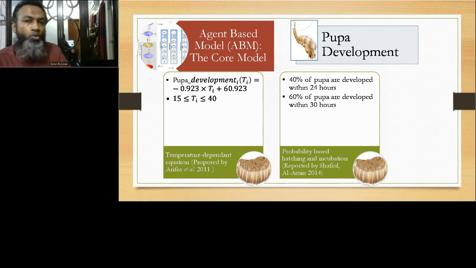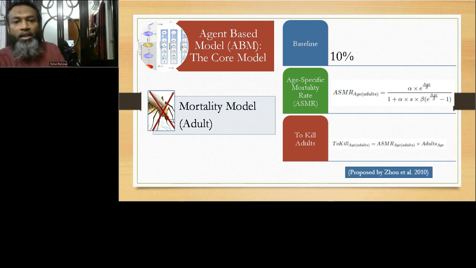Now, overall, we have to incorporate a mortality model within the system: how an agent will die, what percent of the agents will die, and so on. To do that, we again searched the literature, and within the literature, we found some information, and from our colleagues who went to the field, we got some information, and we used that information to get a model for the mortality of the adults. Here, as you can see, there are some equations where some basic ideas have been used.